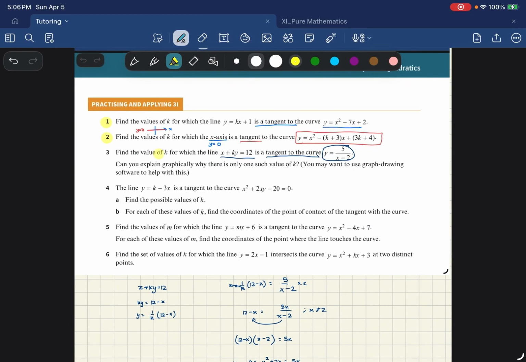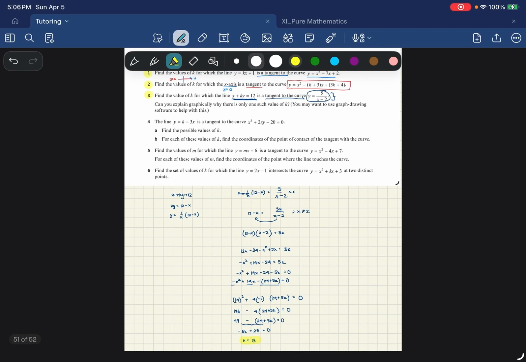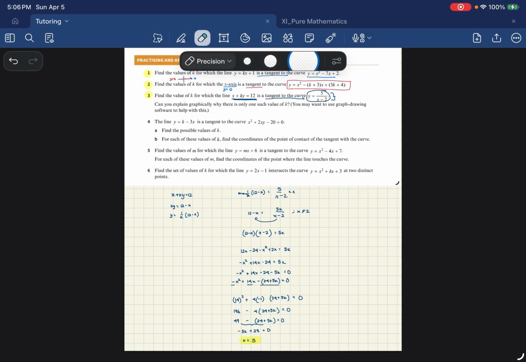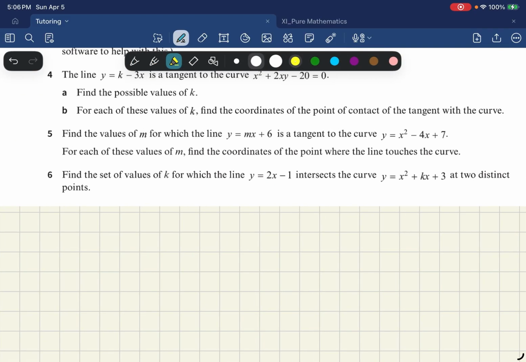So if k is equal to 5, then this line is a tangent to the curve. All right. So basically, you want to use the information from equation 1, substitute it into equation 2, and then based on the condition given, you want to check the discriminant. So that is the idea here.